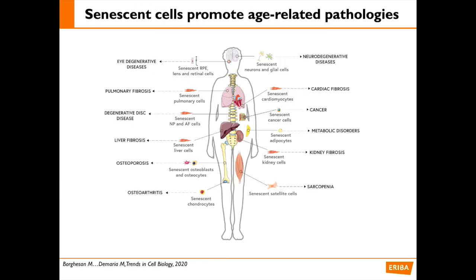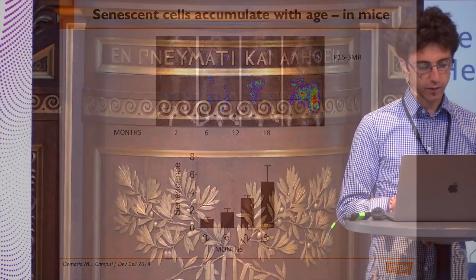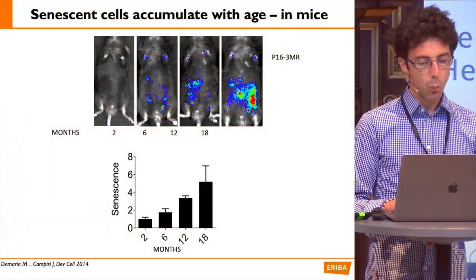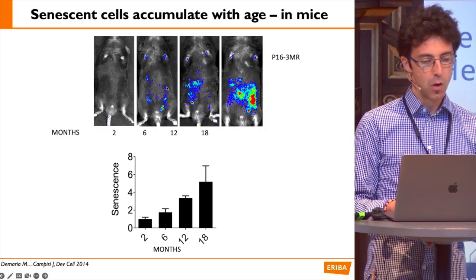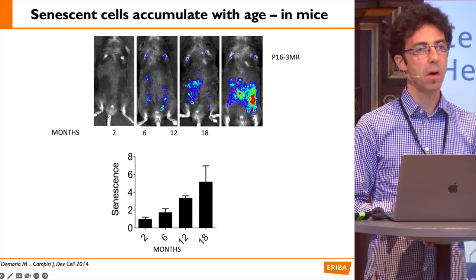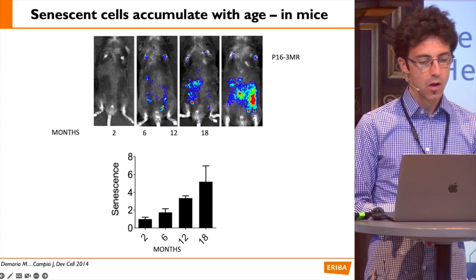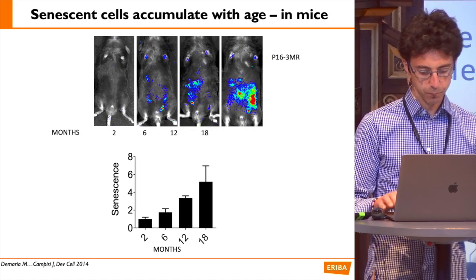We have also heard in different ways that senescent cells accumulate with aging. Here is a very simple example of this. This is a mouse model called p16-3MR. This is a mouse that we generated when I was in Judy Campisi's lab, almost a decade ago now, where you can clearly see that with increase of time, you start to see more and more of this luminescent signal that reflects the abundance of p16 positive cells. So the more you age, the more p16 cells accumulate in your tissues.